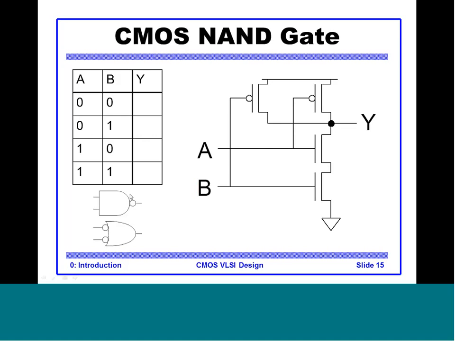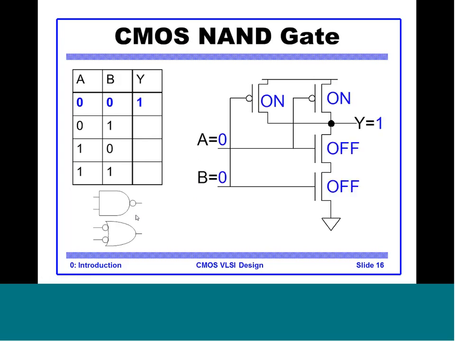This is the logic symbol. Either of these two can represent a NAND gate. Now let's look at the truth table. Whenever both A and B are 0, in the pull down circuit both NMOS are off and both of the PMOS are on. So the output is 1.